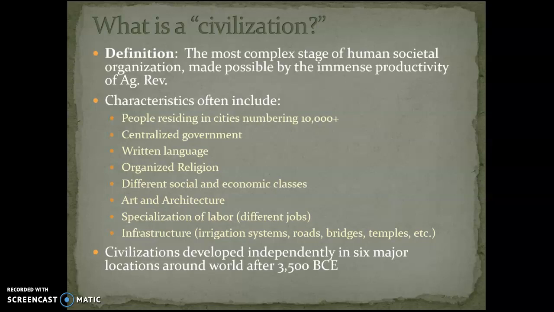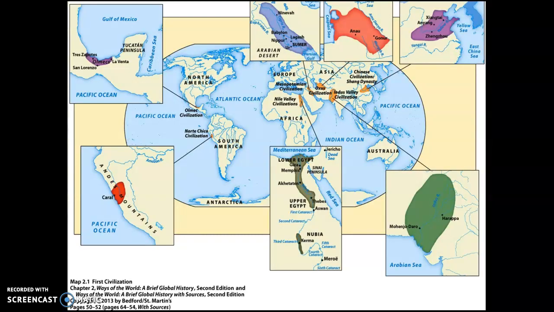And yet, in 6 different parts of the world, we had societies continue to progress to the point where they were starting to exhibit a lot of the characteristics we just went through. So here are the 6, right? Some are going to be focused on more than others. Let's start in the middle.